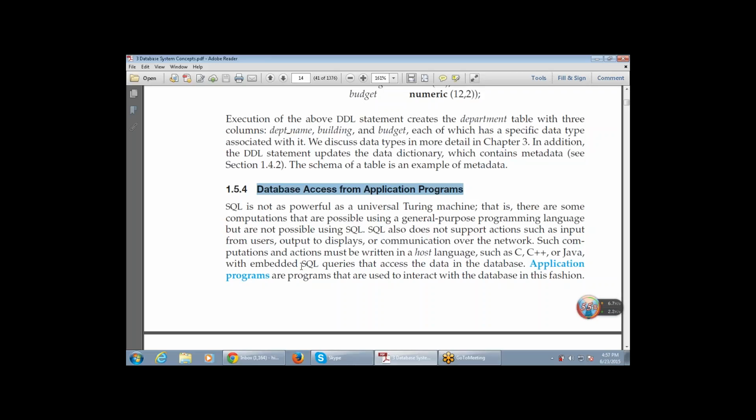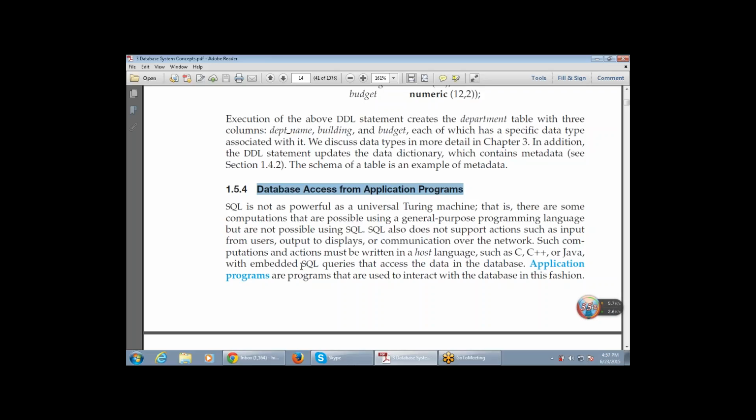Such computations must be written in a language, that is C, C++, with embedded SQL queries that access the data in the database. So these are the various languages, these are the various application programs that are used to access the database, or that are used to create or embed the SQL queries that access the data in the database. These application programs use SQL queries to access the data in the database.